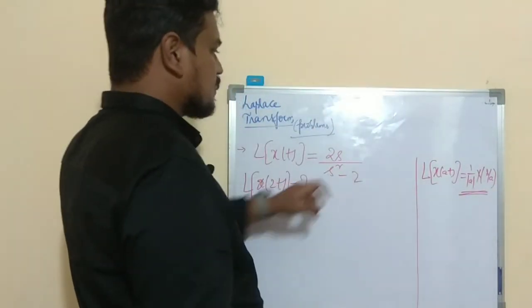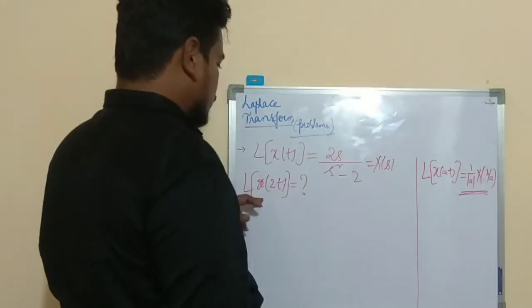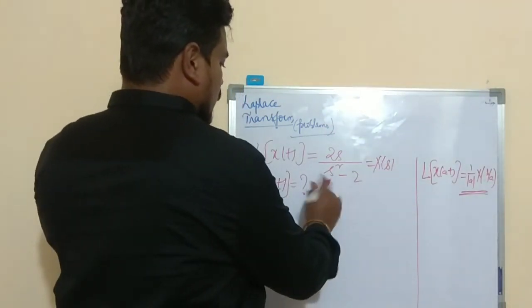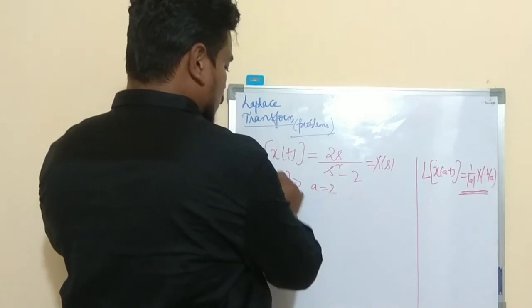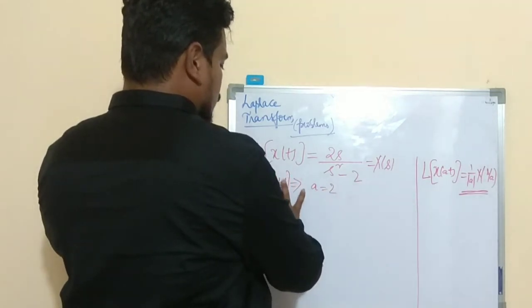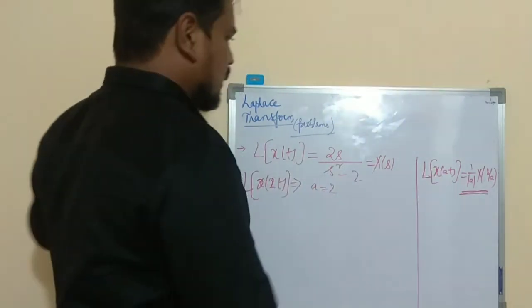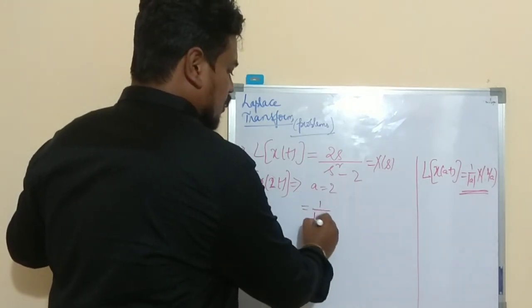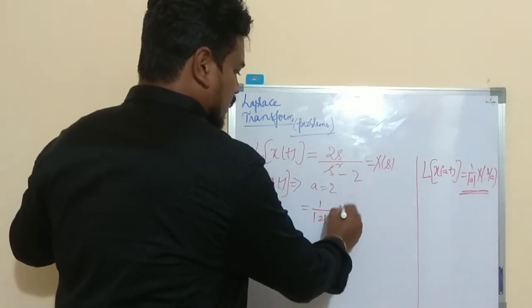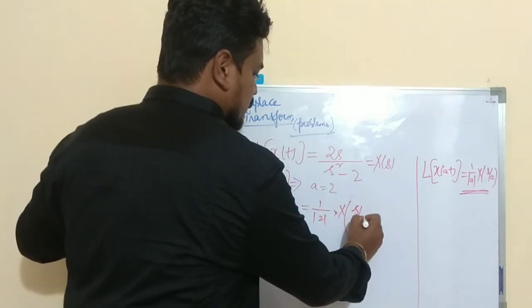Here, what is X(s)? X(s) is this particular thing. You write it as X(s) here. Next, what is a here? To calculate this, a is equal to 2. This is the a here, right? So a is equal to 2 here. So this particular thing becomes 1 by mod a, that is mod 2, into X of s by a. s by a means s by 2.